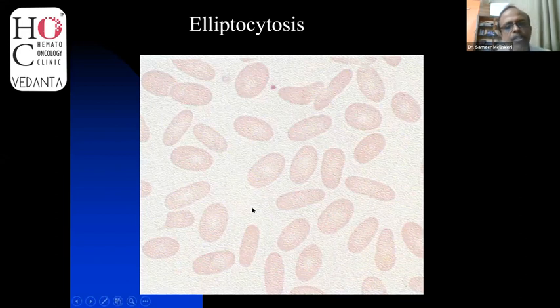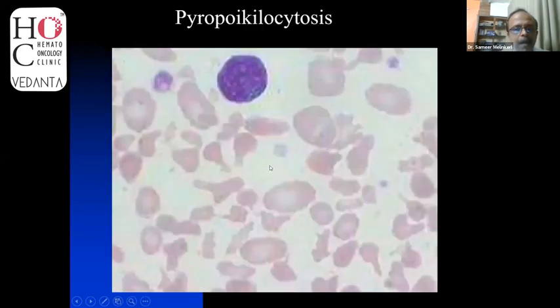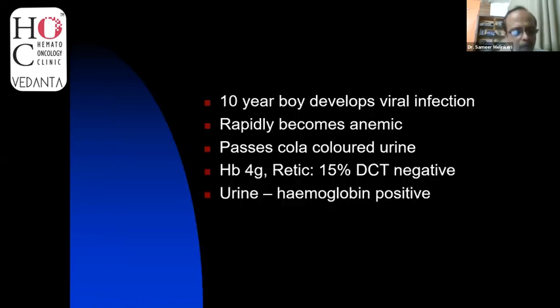The commonest area is Southeast Asia, where you have a lot of patients of elliptocytosis, but most of the time these patients are asymptomatic and have a very mild anemia. And a very rare condition called pyropoikilocytosis: whenever the RBCs are subjected to heat, they just rupture and form very bizarre shapes. These are very rare. I've seen only one case in my life.